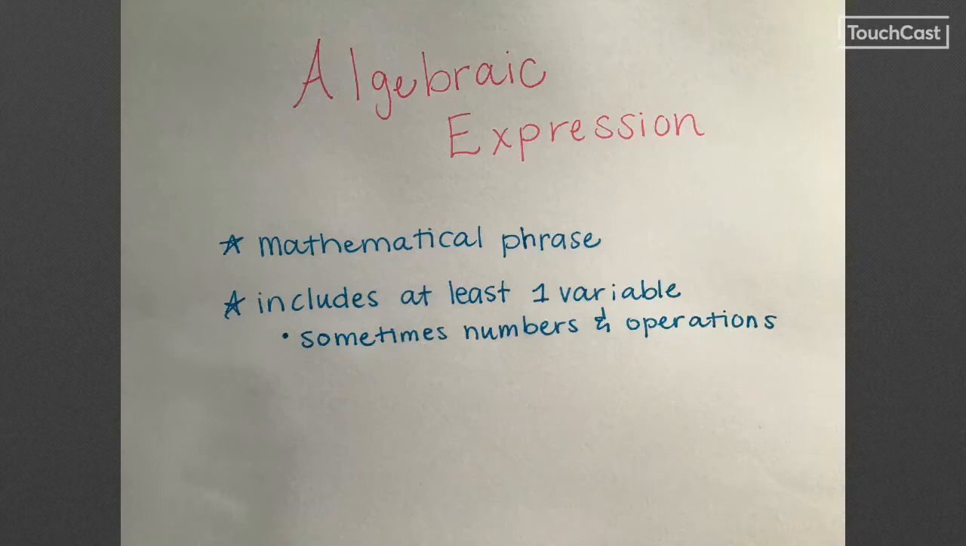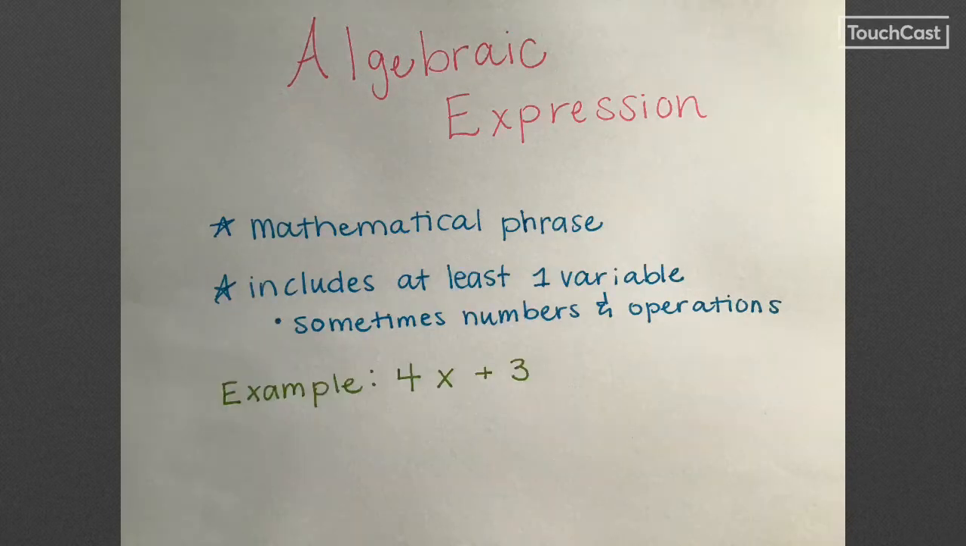Our first vocabulary word that we're going to talk about today is algebraic expressions. These are mathematical phrases that include at least one variable and sometimes numbers and operations. An algebraic expression may look like 4x plus 3. This contains a coefficient, a variable, a constant, and an operation symbol.